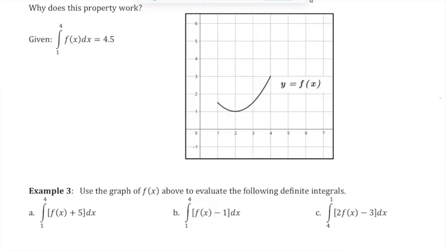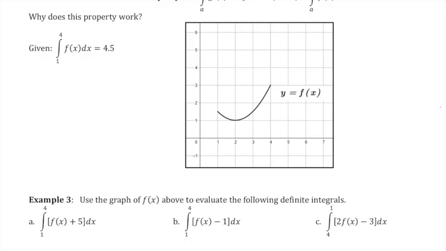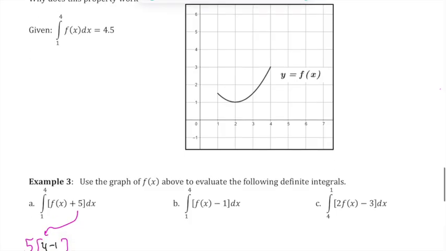All right, so we're going to use this area to find all of these here. So applying the property, we have a constant. So we're going to move the constant outside and then multiply it by the boundaries 4 minus 1. So that is going to be 5 times 3, which is 15, plus my original area of f of x dx. And then we already know that that is 4.5.